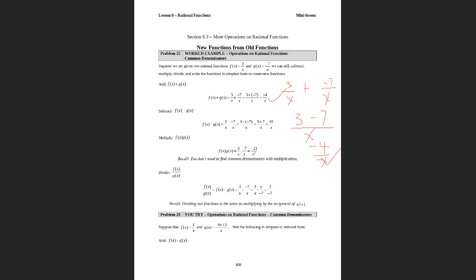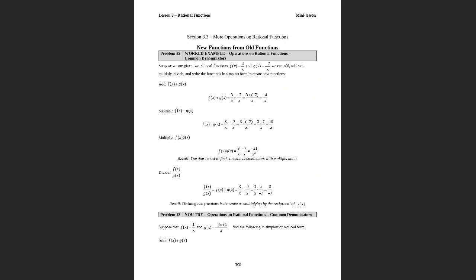What about if you are subtracting? You have 3 over x minus 7 over x, or something like this. You could put that in parentheses. So 3 here, because it's got the same denominator. Minus times minus is positive, so we have 10 over x.